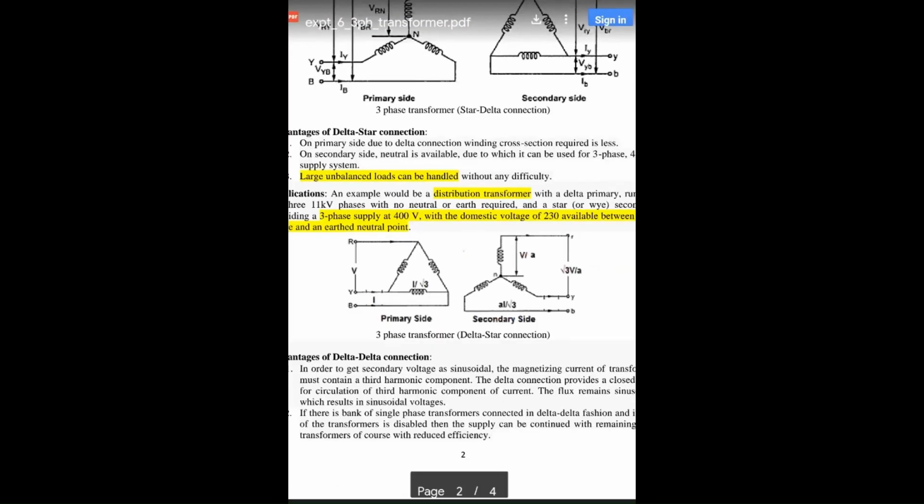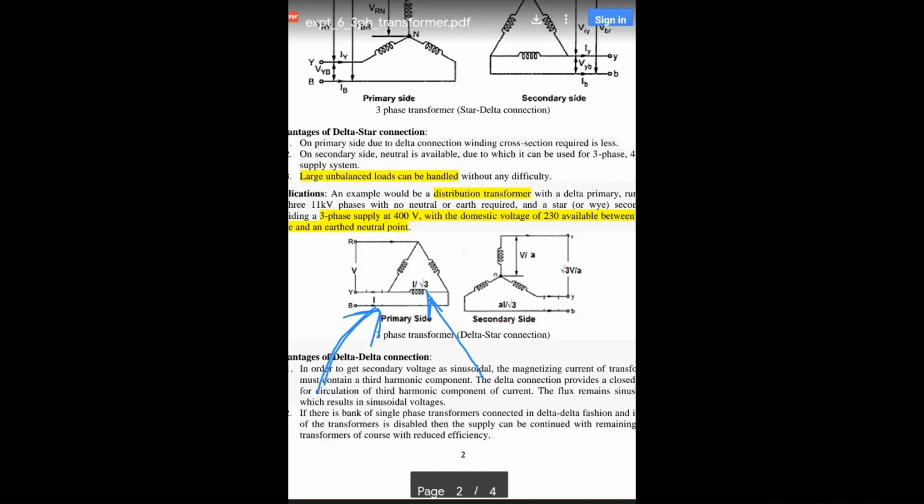So I have told you that when we are doing the connections on the delta side, the line voltage is root 3 times the phase voltage. Okay, so this is our phase voltage, I by root 3, and this I is our line voltage.